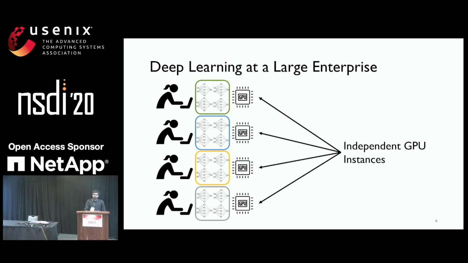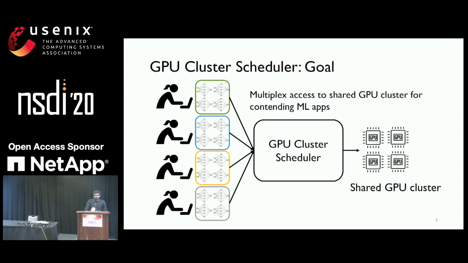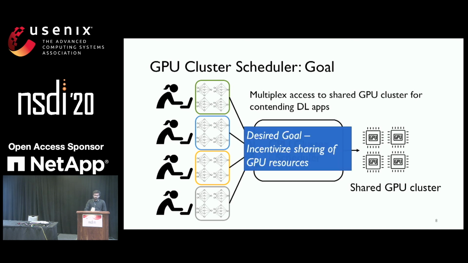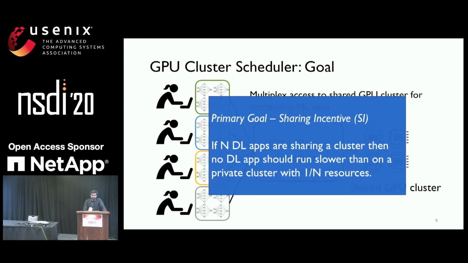As more and more teams require execution of these deep learning apps in their work pipeline, GPU deployments are changing. Instead of each team owning independent GPU instances, GPUs are being consolidated at large enterprises as a shared on-premise cluster or a cluster of cloud GPU instances. With this consolidation, a GPU cluster scheduler is required to multiplex access to these GPUs for deep learning apps from several teams. The key goal of the GPU cluster scheduler is to incentivize sharing of their own individual GPU resources.